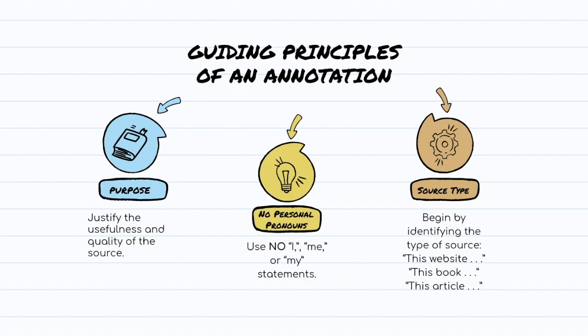One easy way to get going within this annotation is to begin by identifying the type of the source, with phrases like this website, this book, or this article.